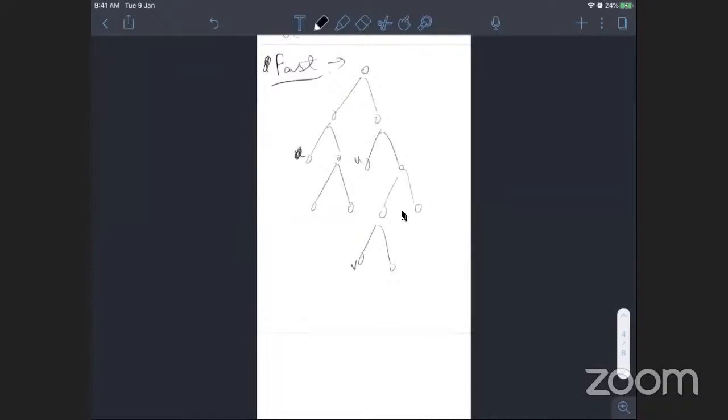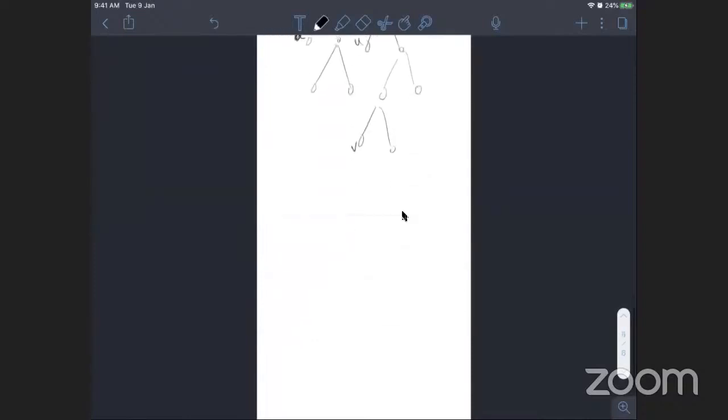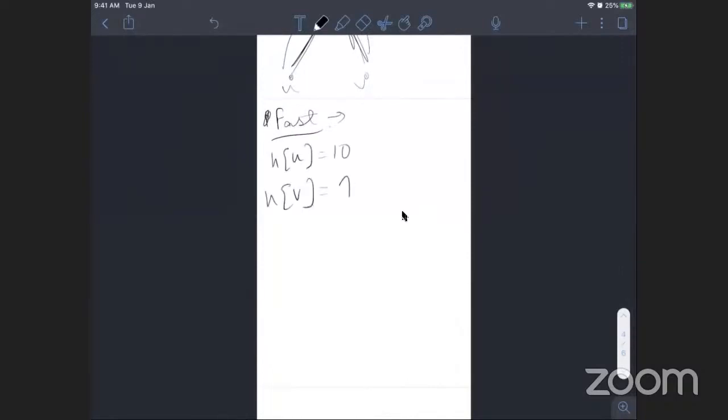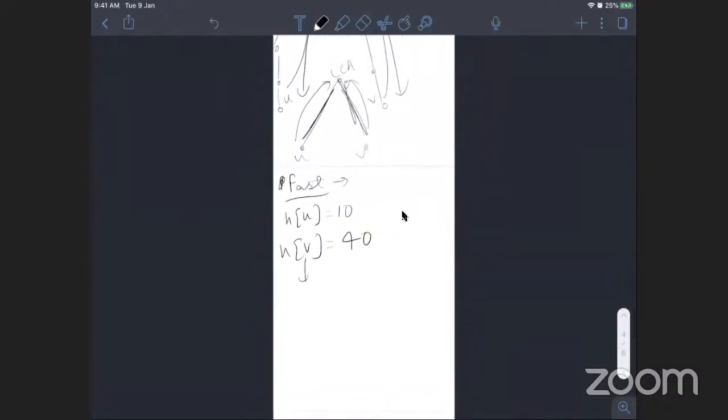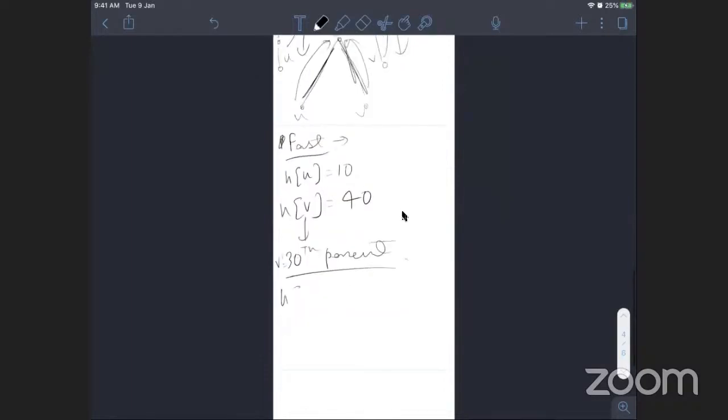Okay, I'll explain it this way. First, don't think about the tree that much, just think about the slow method. That's the important thing. In the slow method, notice what the first step was. Let's say you have the height of U as 10 and the height of V as a very big number, 40. The first thing that you did was indirectly move V to its 30th parent, let this be V dash, such that the height of V dash is 10. Basically, you move the deeper node up so much that both of them become the same height. And then we do the step-by-step part.